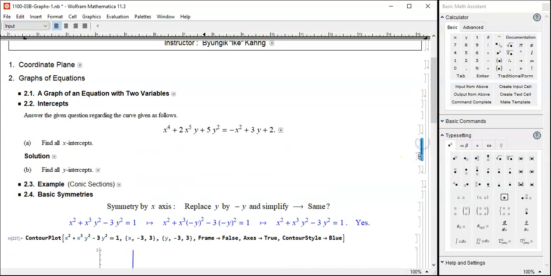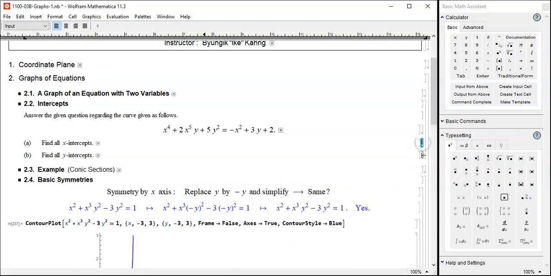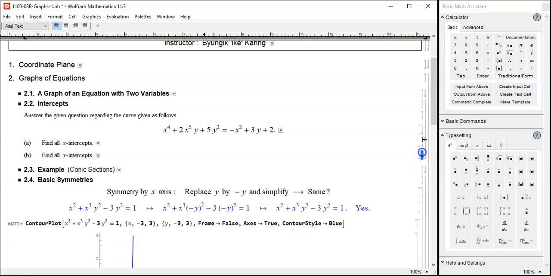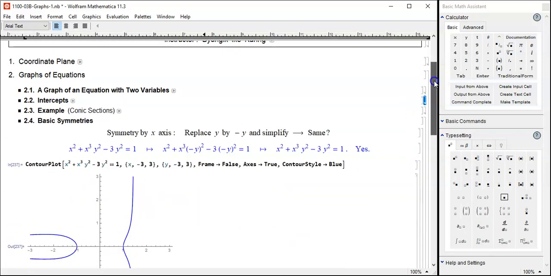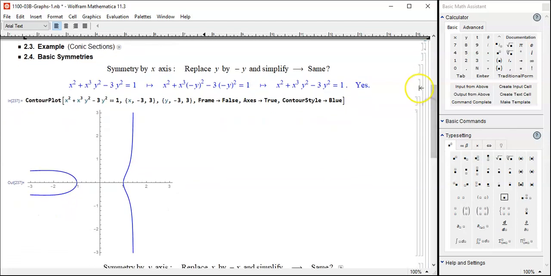Looking for x-intercept, plug in y equals 0 after switching characters. Looking for y-intercept, plug in x equals 0 after switching characters. Similar philosophy appears here. Symmetry by x-axis, replace y by negative y and simplify. If you see this folding and y versus negative y, that's great.